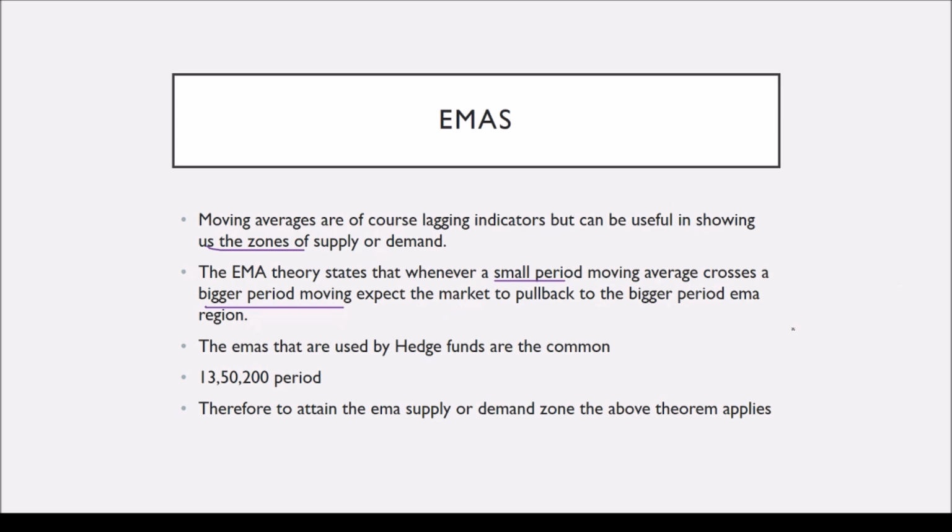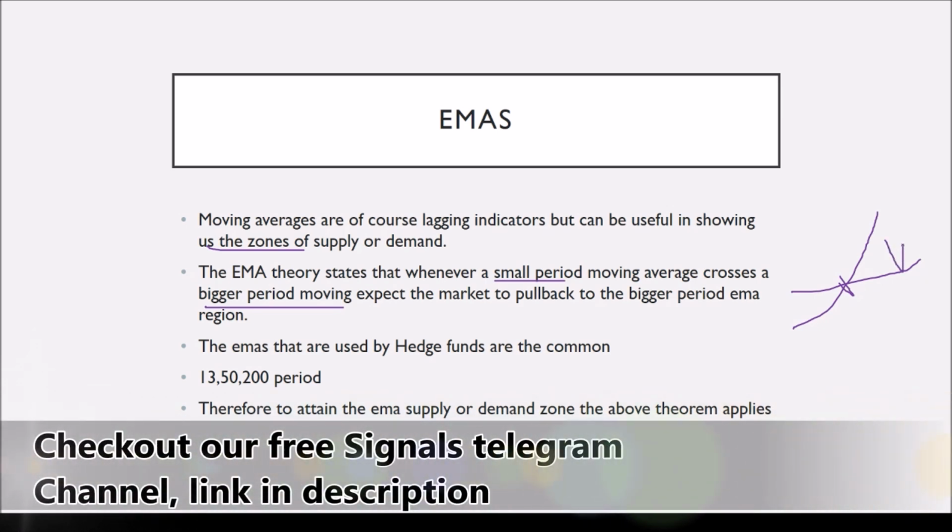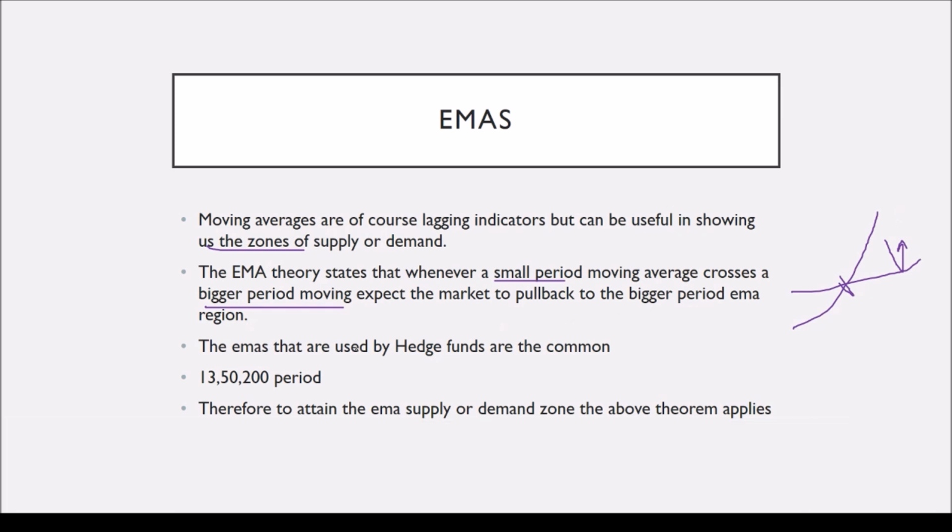Let's take for instance 50 crosses 80. This is a 50 exponential moving average, and this is an 80 exponential moving average. After this has occurred within the markets, we expect to see the market coming back to the 80 EMA region and reverse. The EMAs that are used by hedge funds are the common 13, 50, 200 period. Therefore, to attain the EMA supply or demand zone, the above theorem applies.